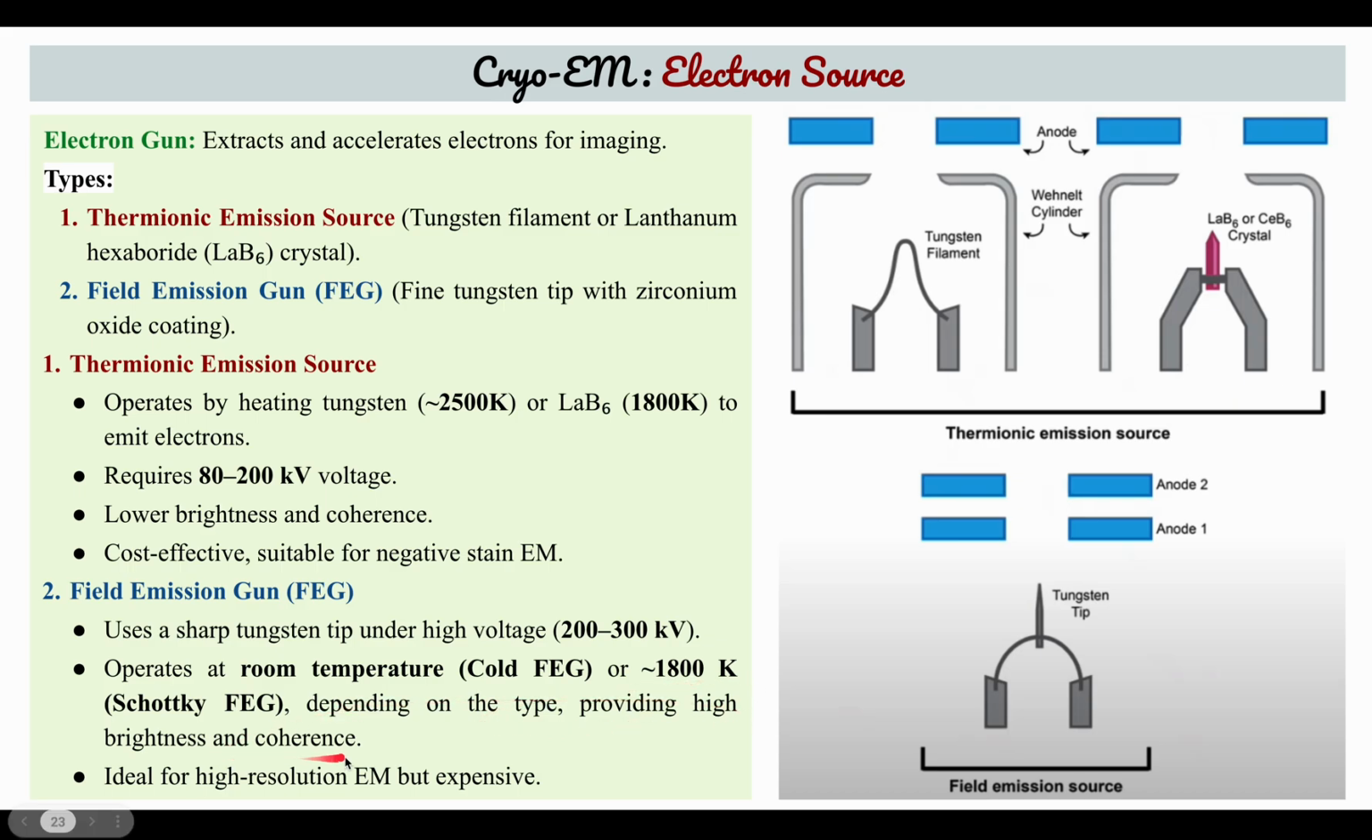It provides high brightness and coherence, and it is ideal for high resolution electron microscopy, but it is quite expensive. In this case we are not heating it, but we are providing high voltage. With the help of high voltage, this tungsten tip will release some electrons. Anodes are present, which will pull these electrons. So an electron field is generated in this scenario, which is responsible for generating the electrons, whereas in the case of thermionic emission, heating the filament is responsible for generating the electron beam.